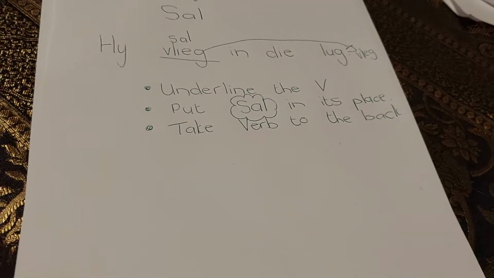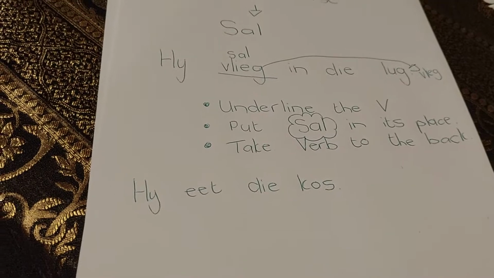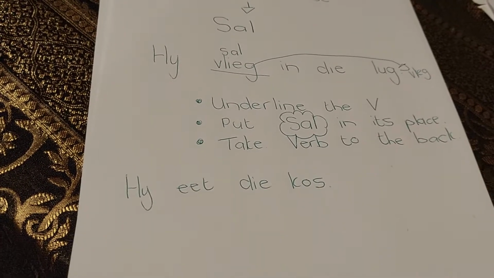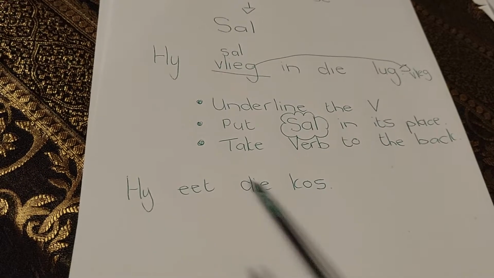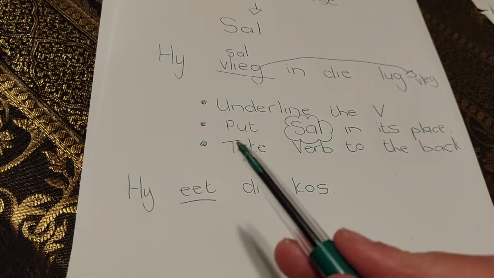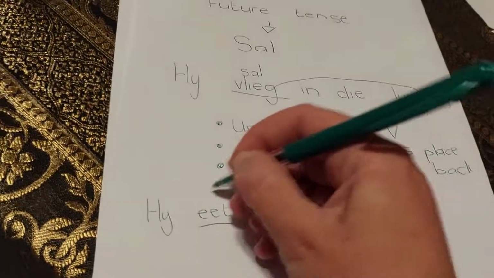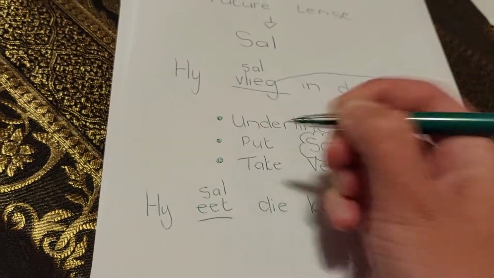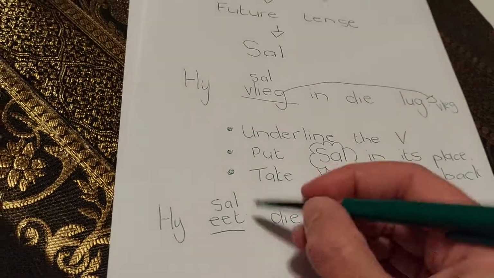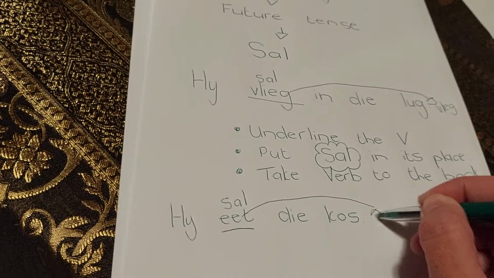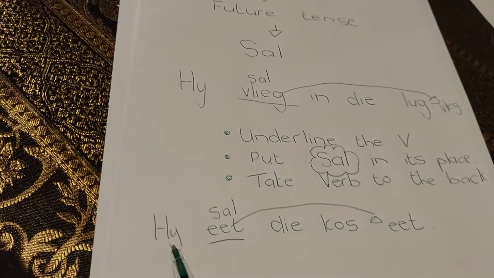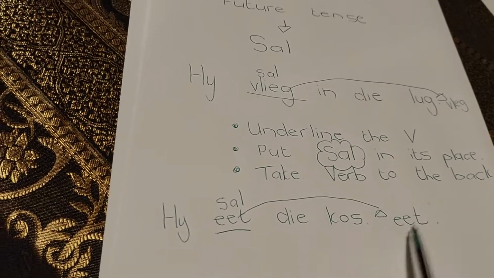Okay, let's look at another one. Hy eet die kos. Step 1, underline your verb. What is he doing? Eat. Step 2, put sal in its place. So you put a sal on top of it. Step 3, take verb to the back. You take your verb to the back. And that is it. Hy sal die kos eet.